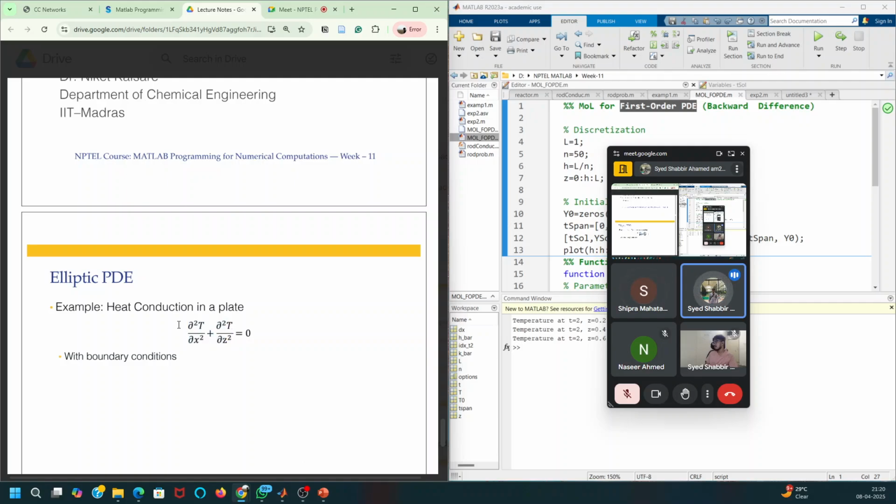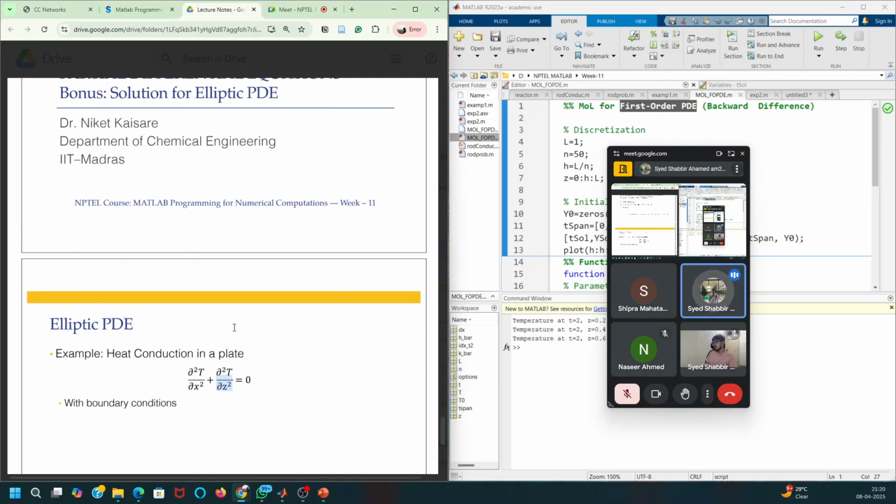Yes, sir. So here there is no time derivative. These are both space derivatives, right? So here we should just use this discretization and we can solve it. We don't need to convert the PDE into ODEs and then solve those ODEs again using ODE45. We can just discretize it, use the boundary conditions and solve it.